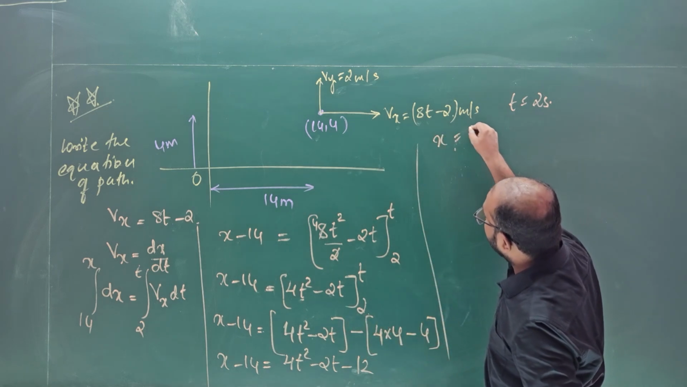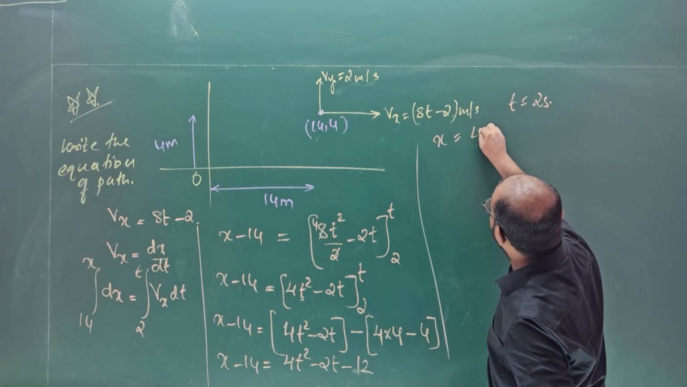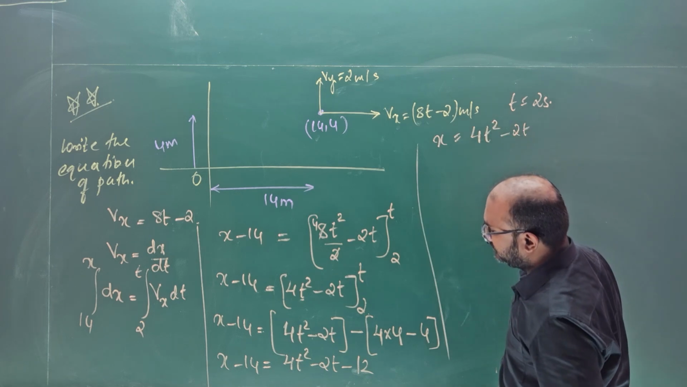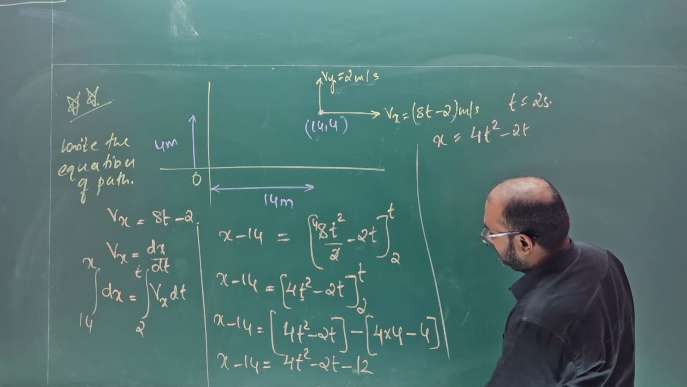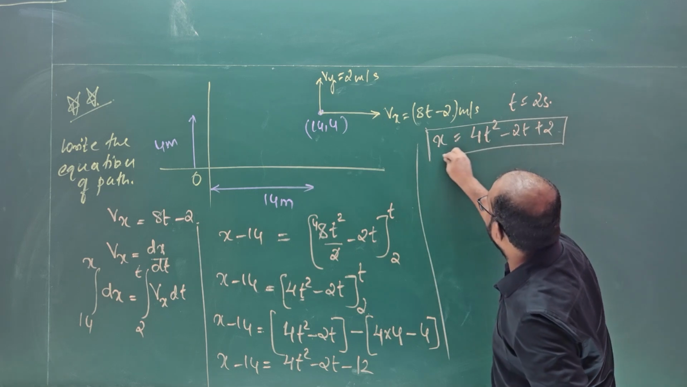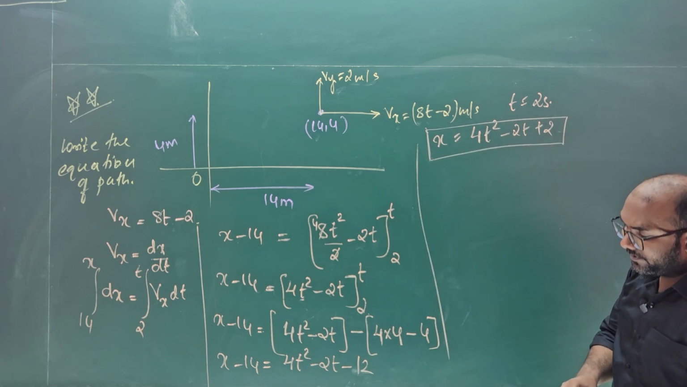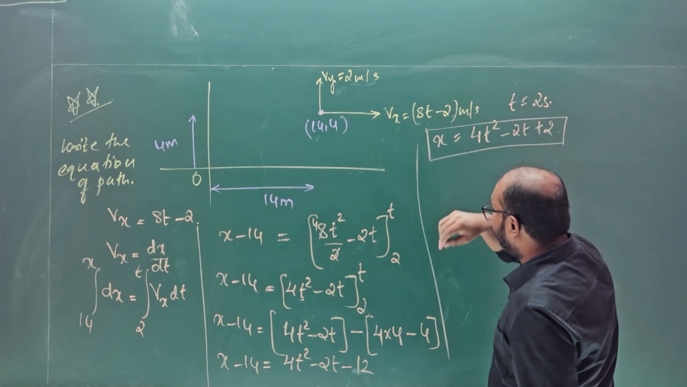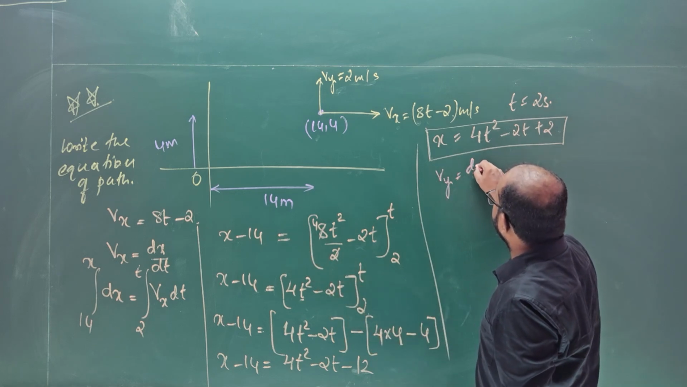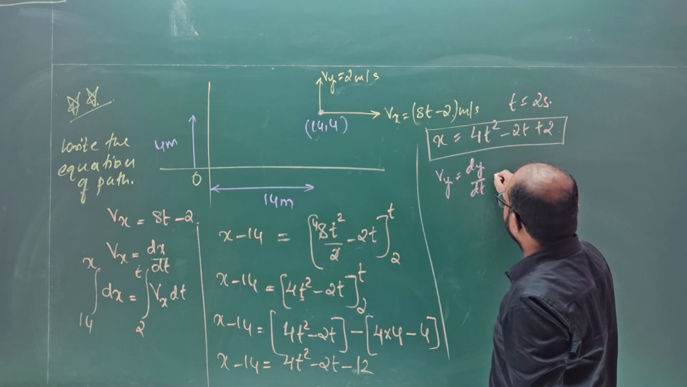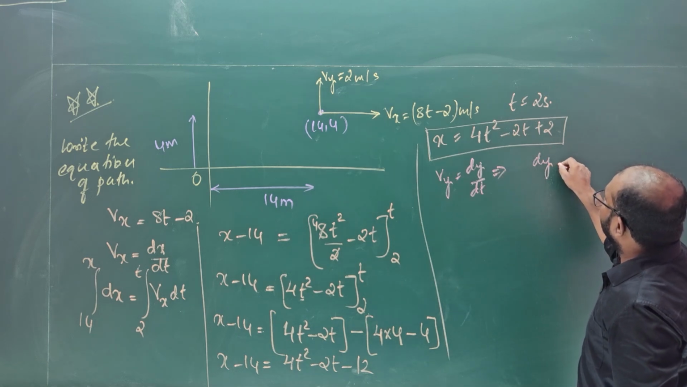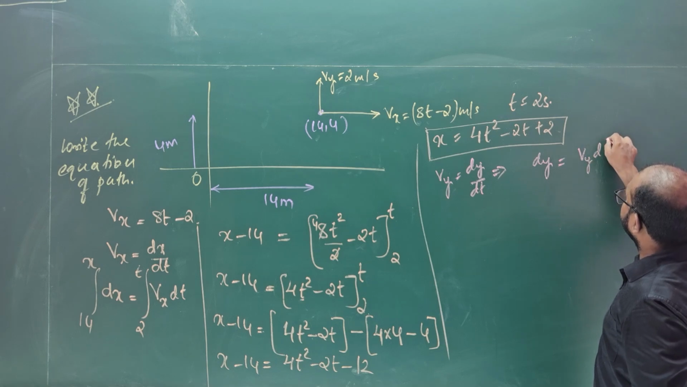So x is nothing but 4t square minus 2t plus 2. This is your x value. Similarly, finding the y value. In Vy, Vy can be written as dy upon dt, and this can be written as dy is equal to Vy dt.